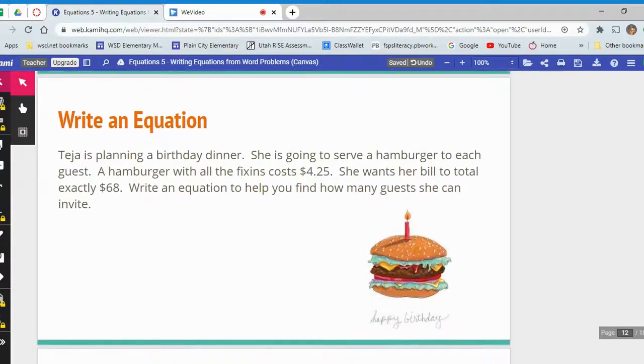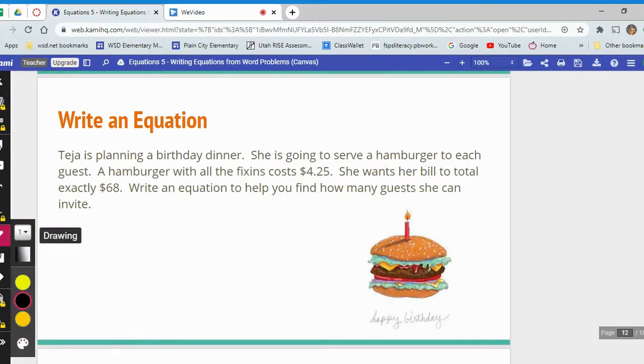You try this one. When you have written your equation, go ahead and press play again and check your answer. Okay, Paige is planning a birthday dinner. She is going to serve a hamburger to each guest. A hamburger with all the fixings costs $4.25. She wants her bill to total exactly $68. Write an equation to help you find how many guests she can invite. So get set up again.